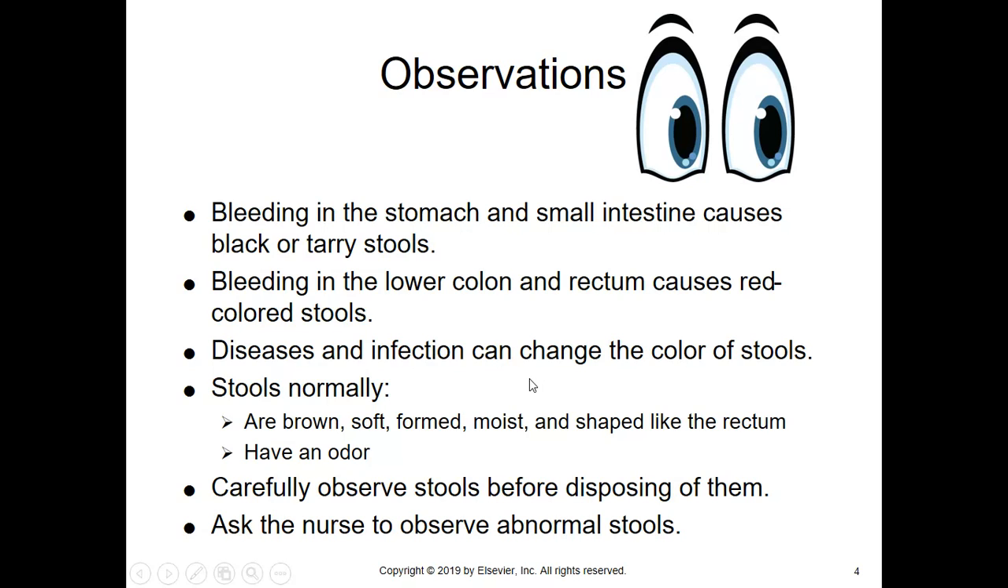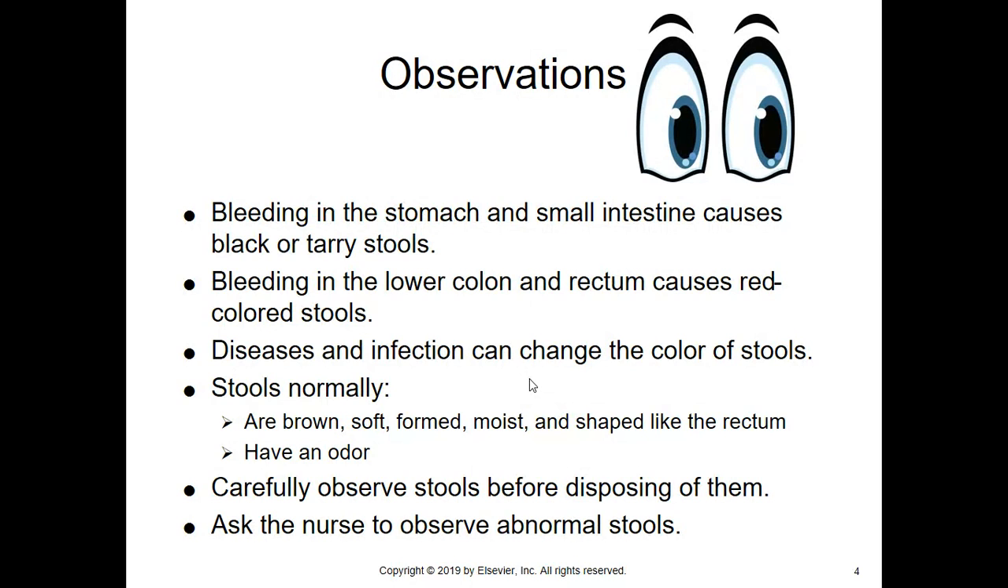Diseases and different infections can also change the color of our stools. A normal stool is brown. It's soft, it's formed, it's moist, and it's shaped like the rectum. It's shaped like a little banana. Or I always say it could be shaped like a Snickers bar or an Almond Joy bar, or Baby Ruth. Those are normal ways that a bowel movement should look. They should kind of look like a log. They should be soft. They should be brown. A few lumps here and there is not the end of the world.